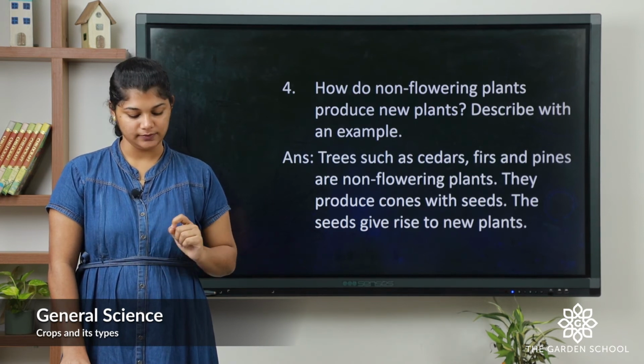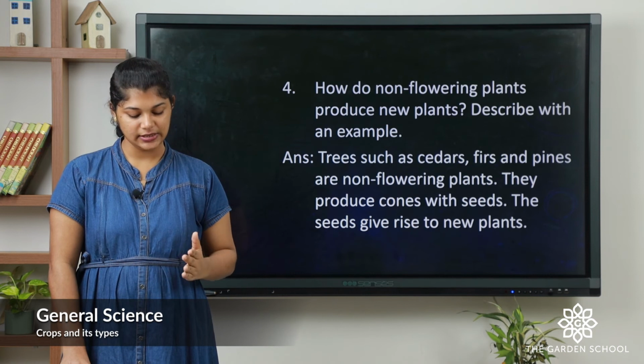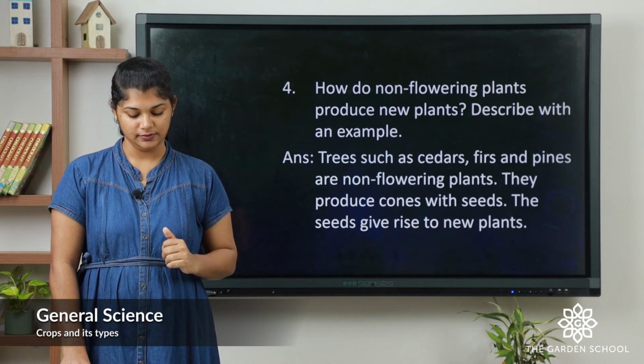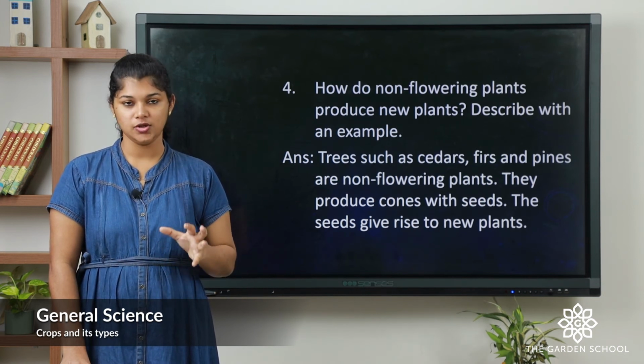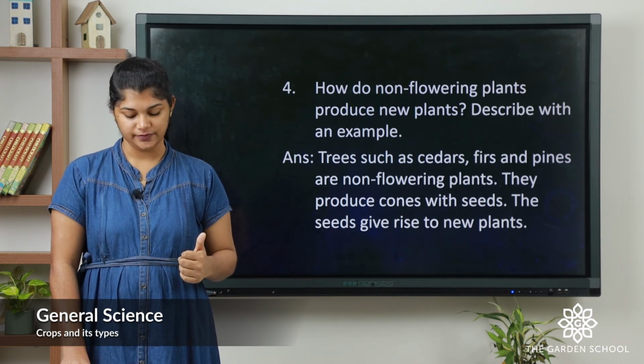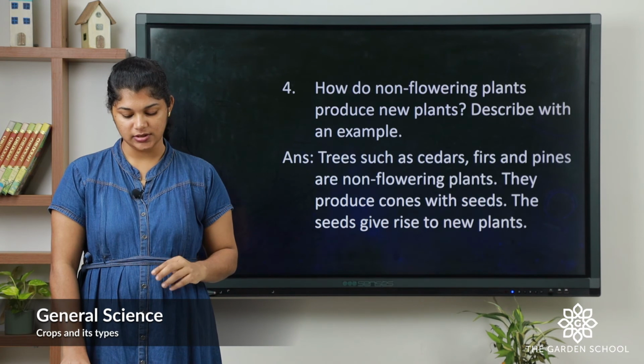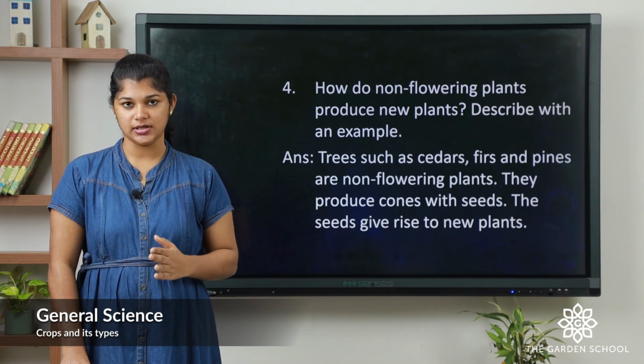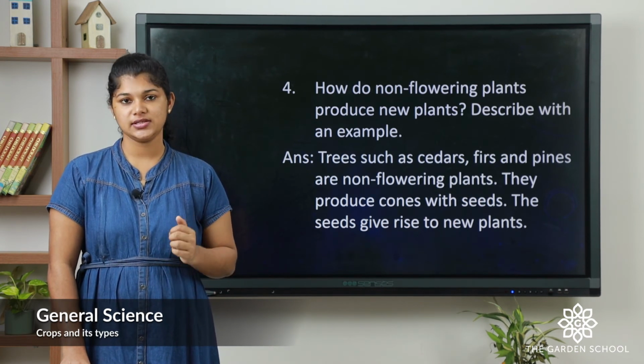And the third one, why are seedlings in A healthy? In the A picture you can see the seedlings which are kept in the sunlight, while in the B picture, seedlings kept in the dark. So, let us see the reasons.